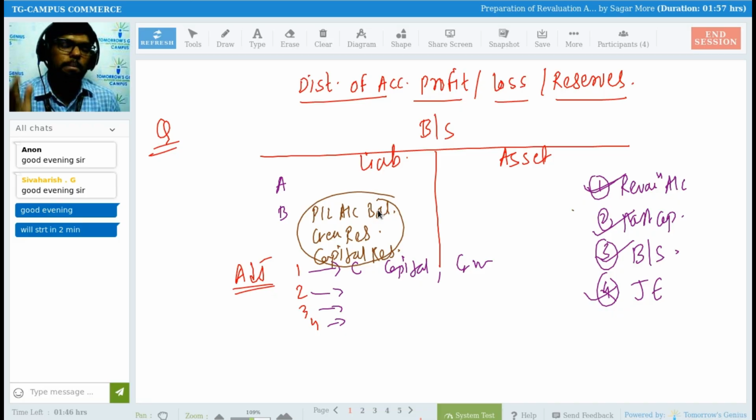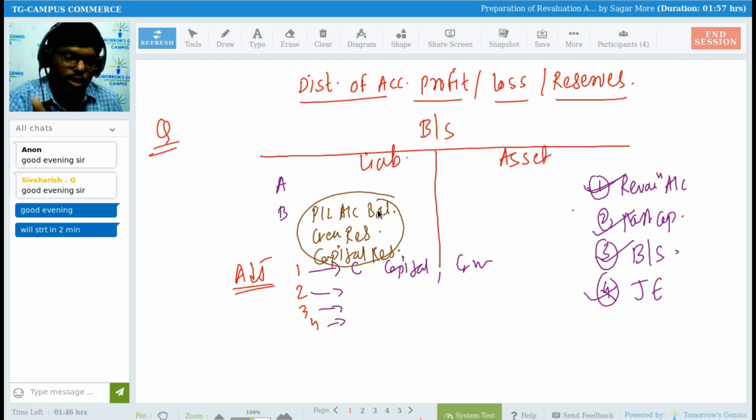Yes. So the profit which is available on the balance sheet liability side, that can be a profit and loss account balance or any reserve, that profit belongs to A and B only, because C is coming to the partnership business today only. He was not there in the previous year. So previous year profit always belongs to A and B.